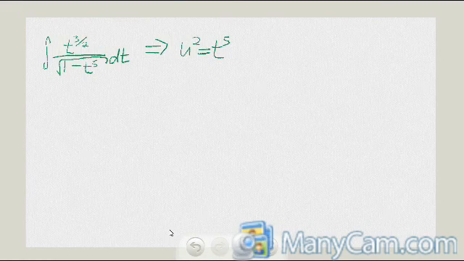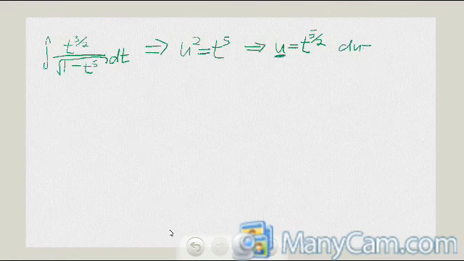Now I need to get this u to be to the power of 1. So if I do that, I'll get u equals t to the 5/2. Okay? If I take the derivative of this piece now, I'll have du equals 5/2 t to the 3/2 dt.